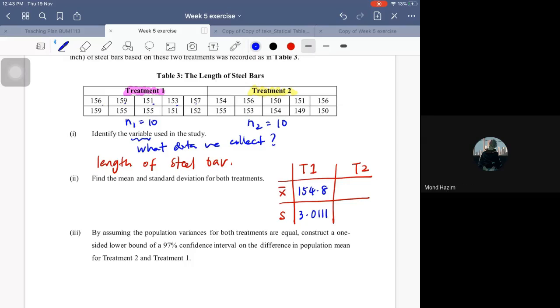152.8. Okay, 152.8. What about the standard deviation? 2.6162. So those are going to be the values of the mean and standard deviation for both of the treatments.